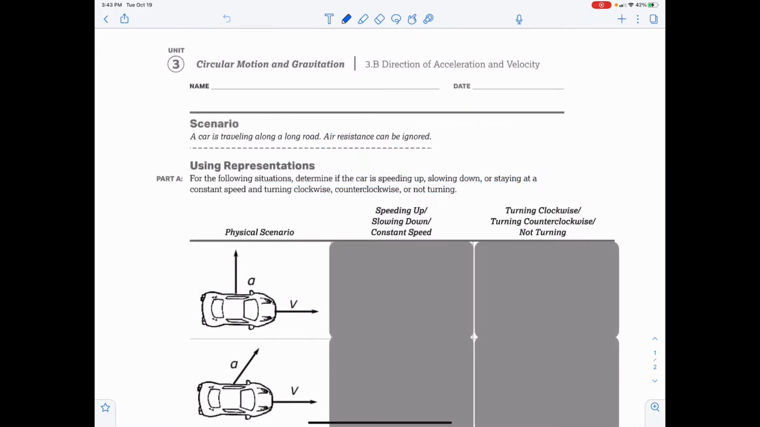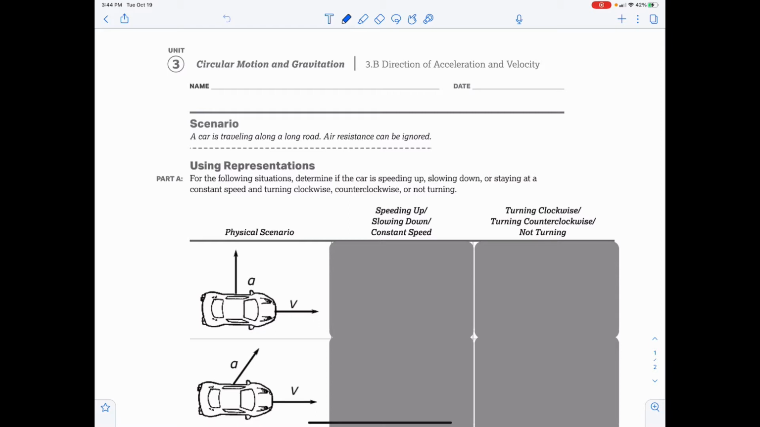AP Physics Workbook, Unit 3, Activity B, Direction of Acceleration and Velocity. Read the scenario along with me. A car is traveling along a road. Air resistance can be ignored. Part A, for the following situations, determine if the car is speeding up, slowing down, or staying at a constant speed and turning clockwise, counterclockwise, or not turning.